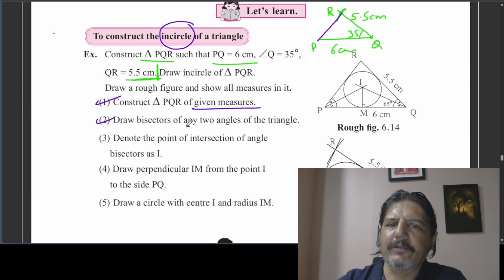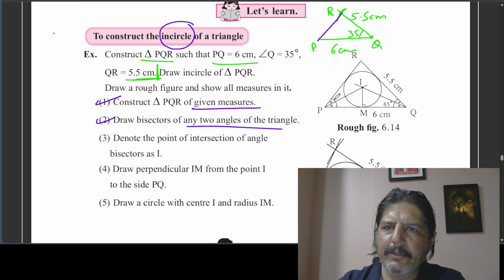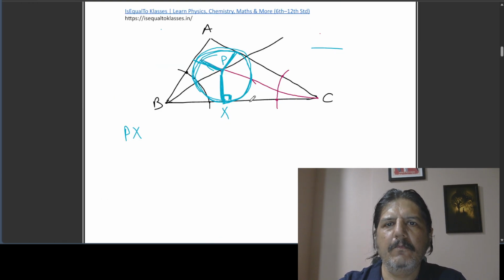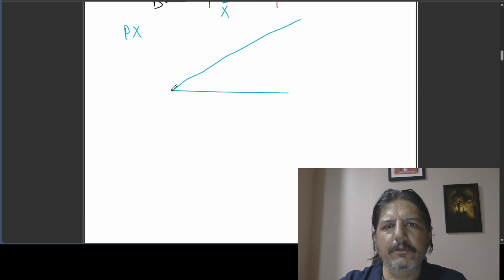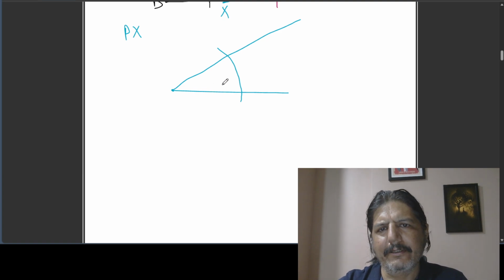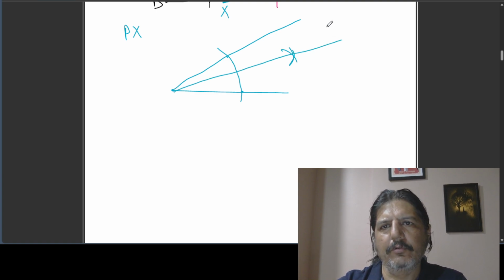Draw bisectors of any two angles of the triangle. So for example, as I've told you how to draw the angle bisector. Usually, whenever we have to draw an angle bisector, what we do is this as center, draw an arc like this with the same radius or any other radius, doesn't matter. You can take the same radius. With this as center, draw an arc here. With this as center, draw an arc here. And join this line. This would be the angle bisector.